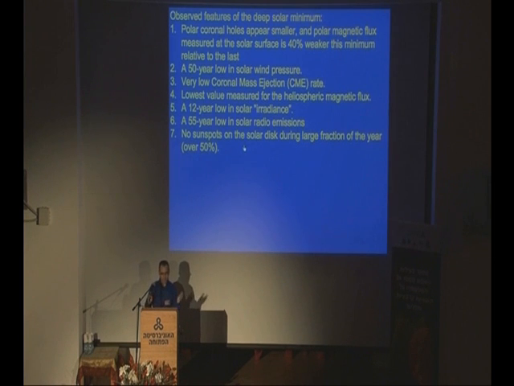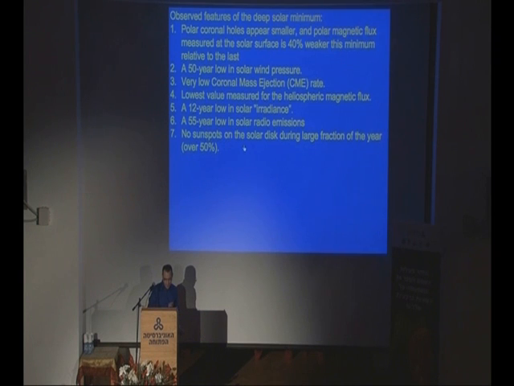The polar coronal holes appear to be smaller. The polar coronal holes are the regions of the open field lines. It's a representation of where the magnetic fields are open into the solar system. And during solar minimum, we have these big coronal holes in the polar area, while during solar maximum, they can appear everywhere, essentially. So the polar magnetic flux seems to be weaker during this last minimum.